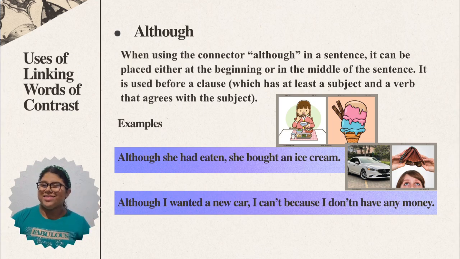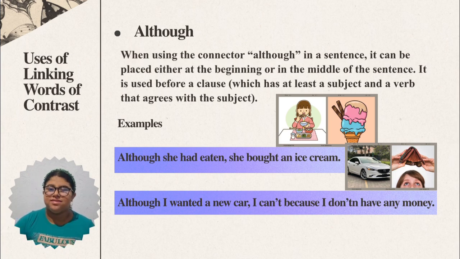We continue with although. When using the connector although in a sentence, it can be placed either at the beginning or the middle of the sentence. It is used before a clause, which has at least a subject and a verb that agrees with the subject. Example: Although she had eaten, she bought an ice cream. Although I wanted a new car, I can't because I don't have any money.